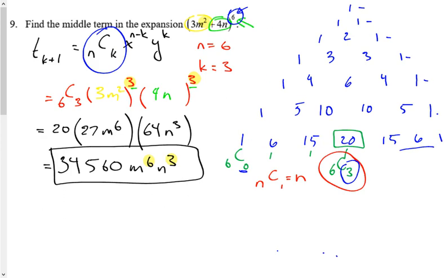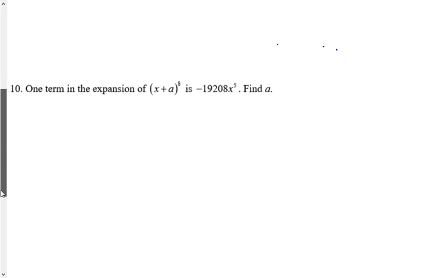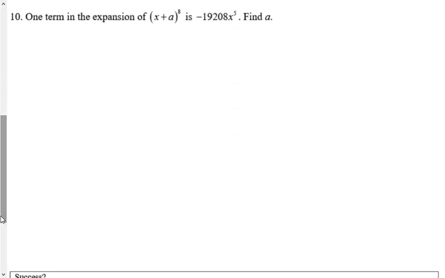One more example. One term in this expansion is that negative 19,000 stuff, x to the 5th. We want to find a in this expansion. I'm going to give you a couple minutes. What do you think you should do with this? Feel free to ask a neighbor and help each other out with it.